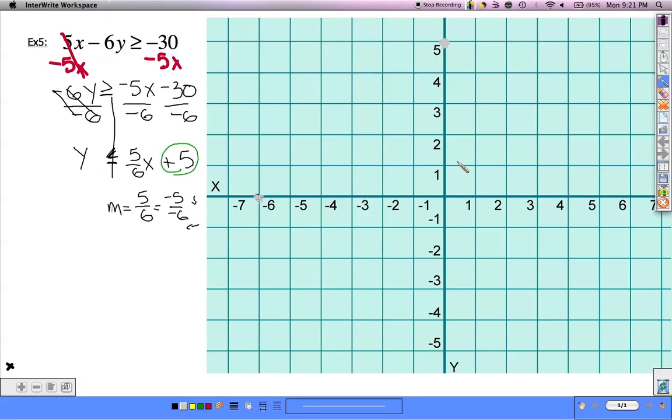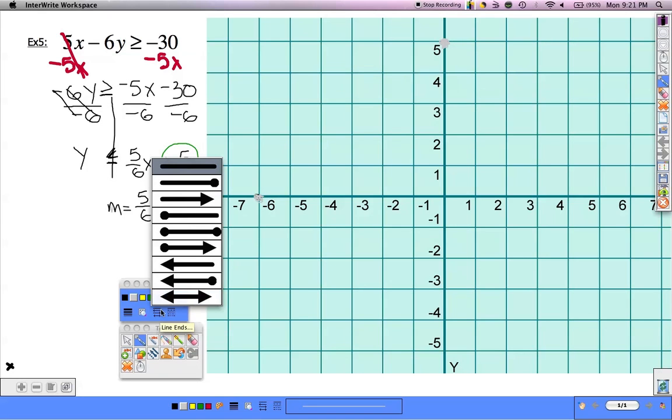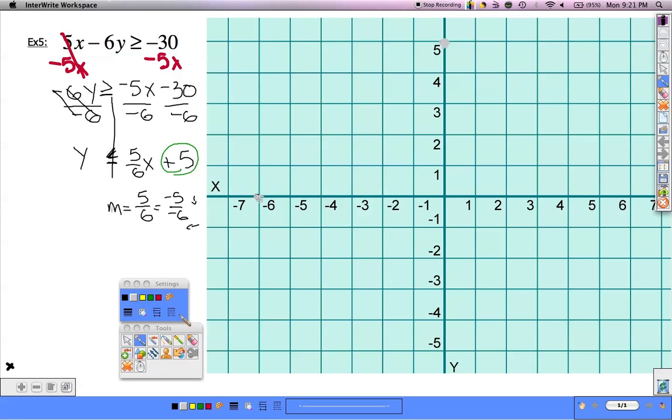Okay, so now I just need to connect those dots. So again, you want to use a light pencil. And just go ahead and connect the dots. Oops, I don't want a dashed line, I want a solid line.